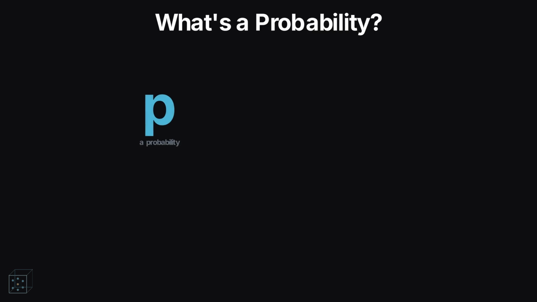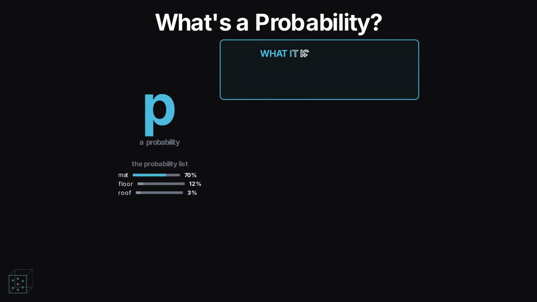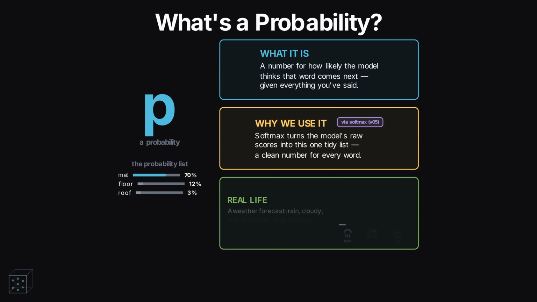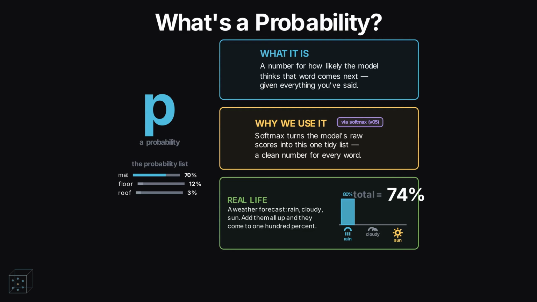And for each word in that box, the model produces a probability, a number for how likely it thinks that word comes next, right here, given everything you've said so far. If you saw the How Sure video, this is Softmax doing its job. It's the step that turns the model's raw scores into this tidy probability list. Real example, like a weather forecast. 80% chance of rain, 15% cloudy, 5% sun. Add them all up, and they come to 100%, a complete prediction of what's coming.